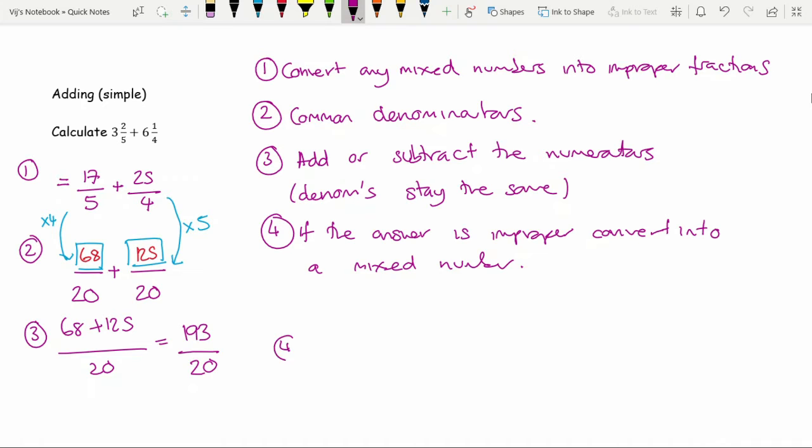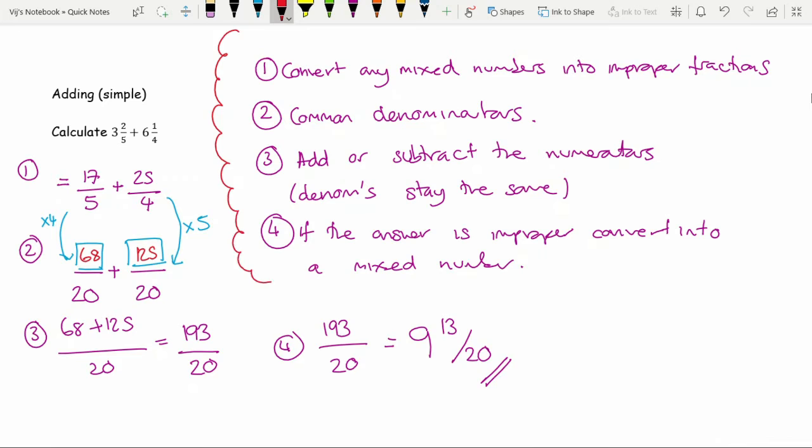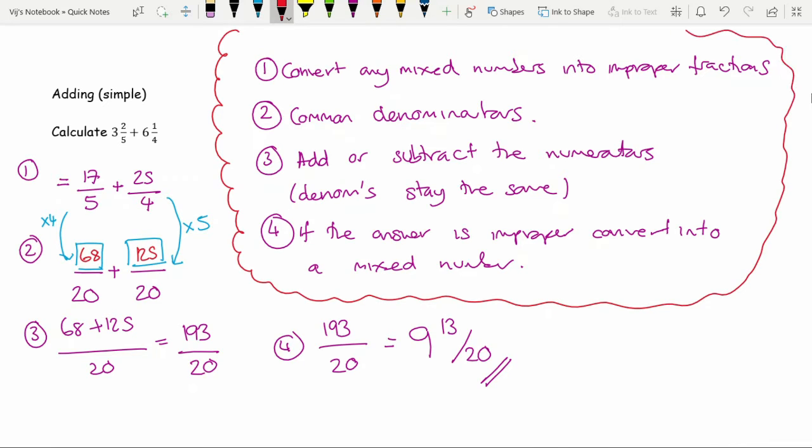So with step 4, we've got 193 over 20, and so if I work out how many 20s go into 193, well, that would be 9, the remainder would be 13, and our original denominator is 20, and there is our final answer. Now the rules and steps which I've done for this are going to be exactly the same for subtracting, so it might be worth making a note of those 4 steps, which is basically what we're looking for.